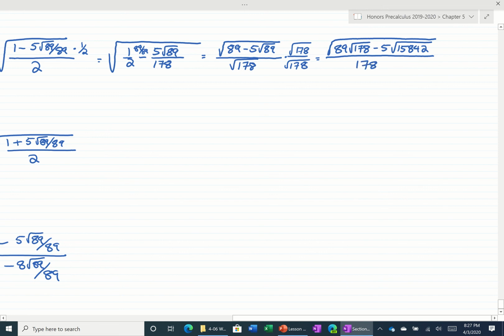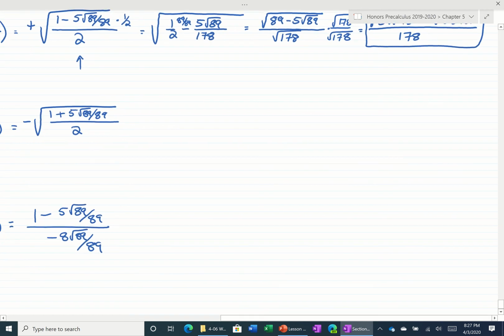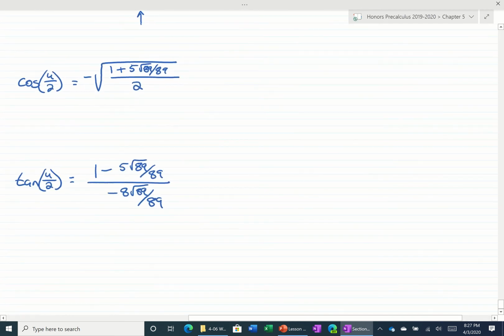So I know the back of your book pretty much stops right here. I'm going to talk to Mr. Cilio and I'll ask what he expects you guys to know how to do, but that's the best mathematical answer. There's no radical in the denominator. Let's take a look at cosine. We're going to be doing the same thing.